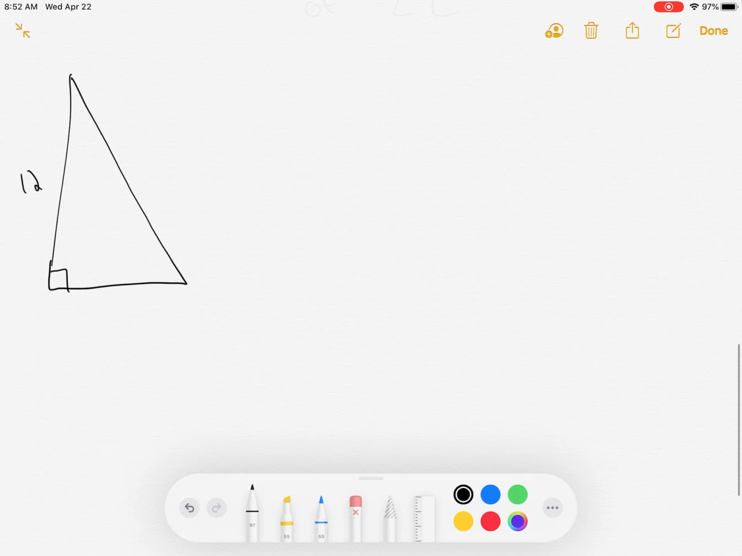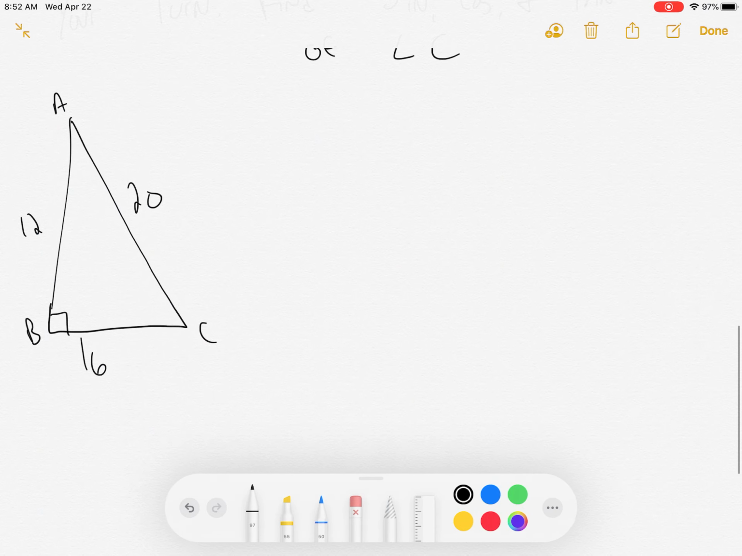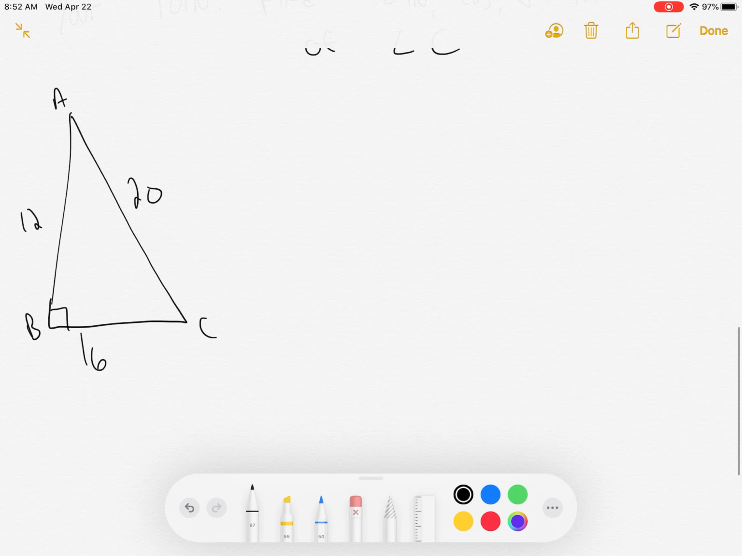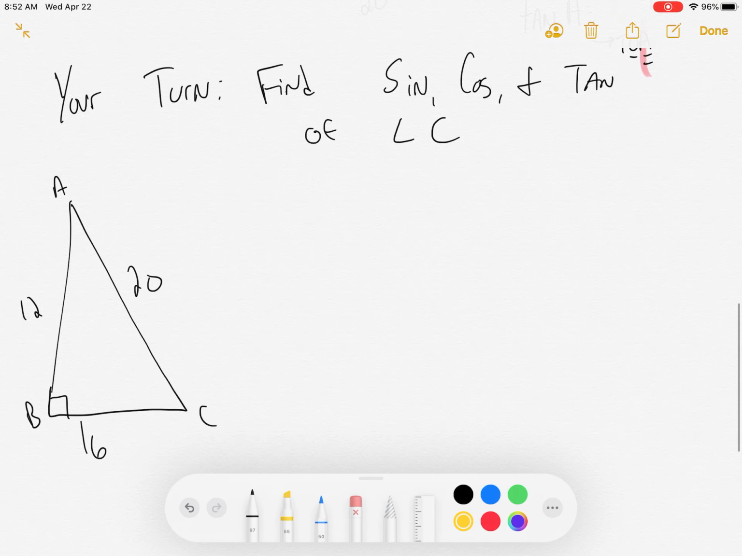Okay, your turn now. Now, here was our triangle. I'll redraw it for you. And it was 12, 16, 20. A, B, C, I believe. Yep. Okay, so now I wanted you to find sine, cosine, tangent of angle C. So it's the same process, but now instead of doing this angle up here, I want you to do angle C, which is down here.